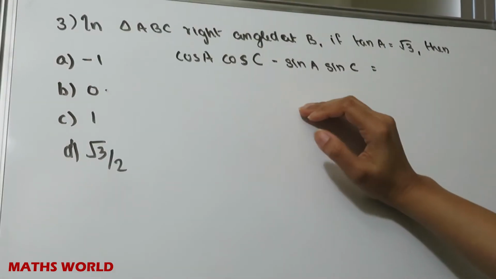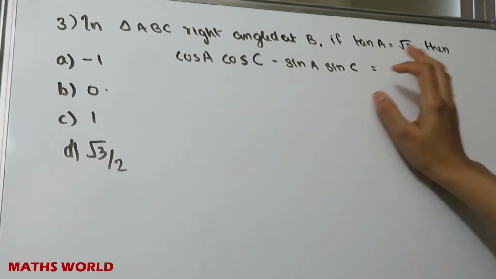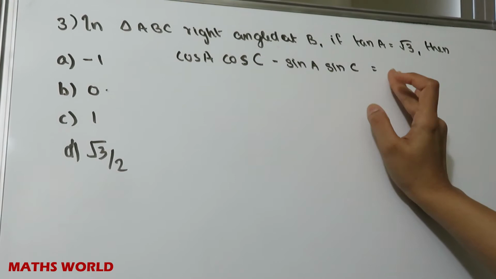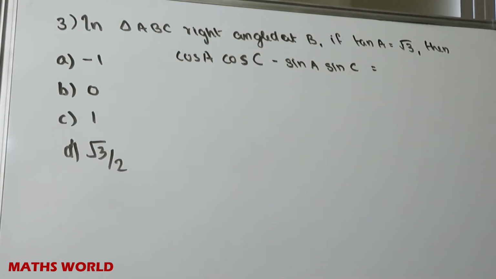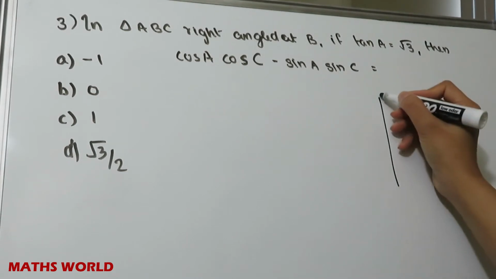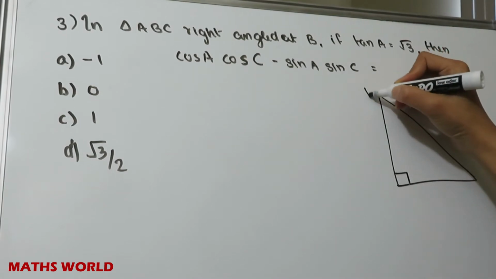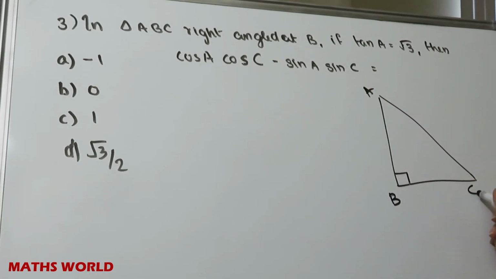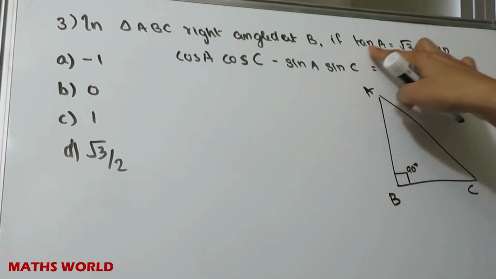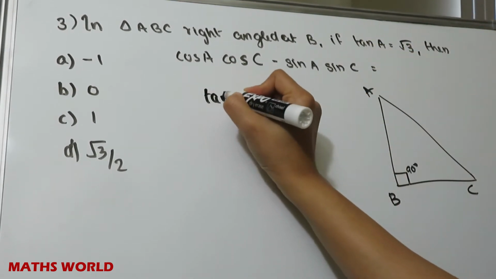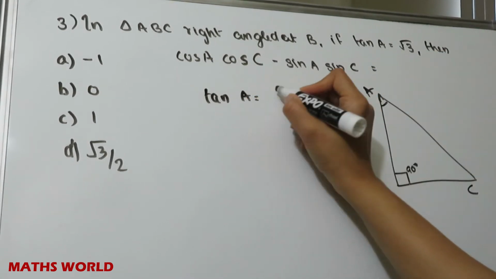18 into 2 is 36, then x is equal to 4, option C. Third question: in triangle ABC right angled at B, if tan A is equal to root 3, then cos A cos A minus sin A sin C is equal to -1, 0, 1, or root 3 by 2. These are the options. So there is a right angle triangle, right angled at B, that means this is the 90 degree angle. Tan A is equal to root 3.